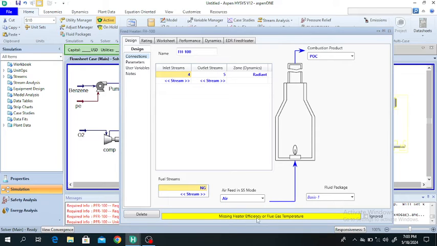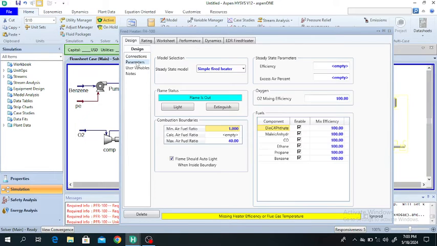It shows missing heater efficiency or flue gas temperature. If you have information about the flue gas temperature, the temperature of this stream, you can solve the fired heater. If you have the information about the efficiency of this fired heater, you can also solve this heater. So we will go to the parameter. I'm assuming that the fired heater efficiency is 80%, suppose.